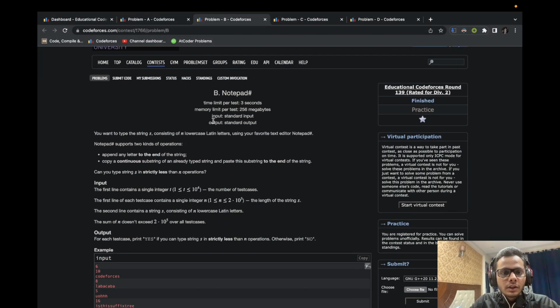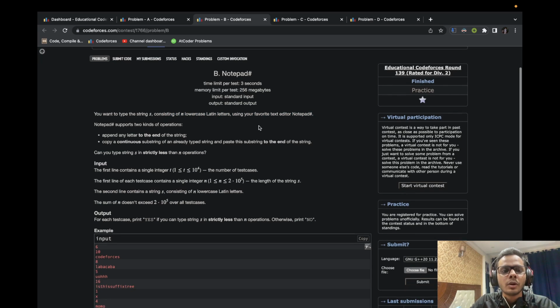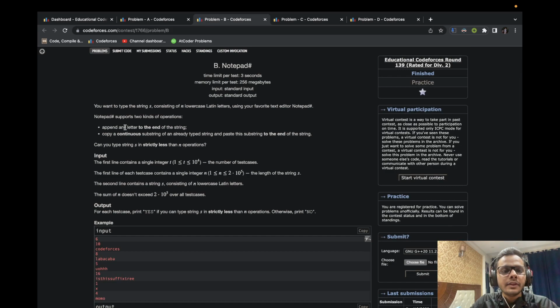Okay, so this is an interesting one. What we have here is that we want to type a string s consisting of n lowercase Latin letters. We are provided with the string s, and we are using a text editor which provides us with the following options. The first option is that we can append any letter to the end of the string which we have already typed. The second option is that we can copy a continuous substring of an already typed string and paste this substring to the end of the string, right? So I hope these options are pretty self-explanatory.